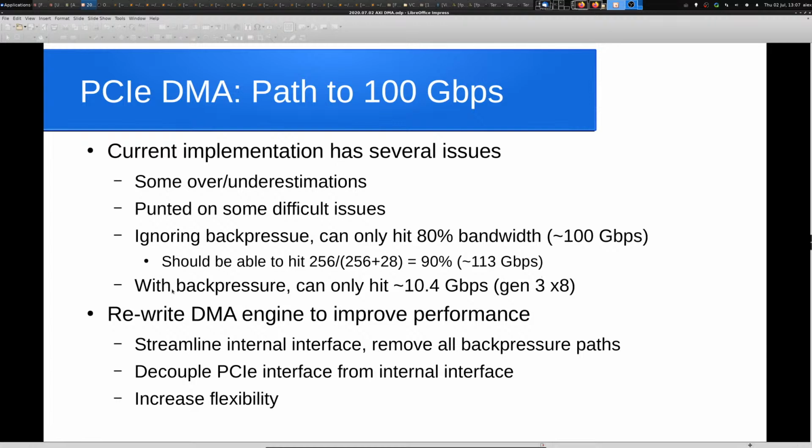But with our testing, considering all of the stuff going on in the AXI interconnect, we were only able to hit about 10.4 gigabits per second, which is terrible because with a 256-bit interface, we should be much closer to 50 or 60 gigabits per second. So the conclusion I came to is that we have to rewrite the DMA engine and the data path to improve the performance. The next couple slides are going to talk about this in a little more detail.